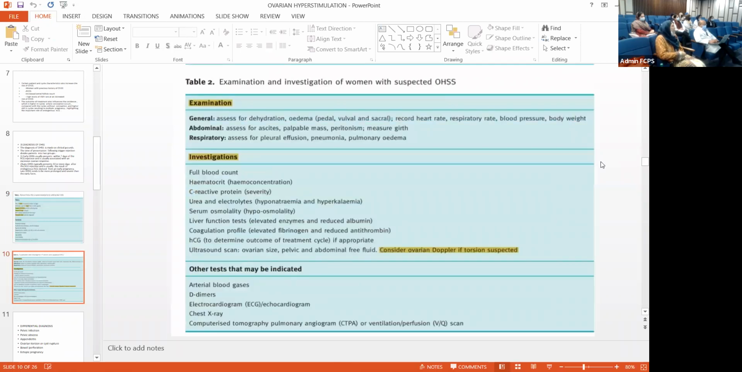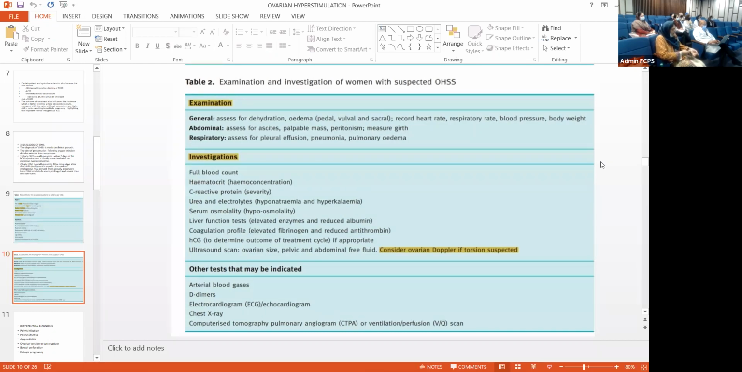The examination and investigation of a woman with suspected OHSS. In general examination, first of all, we will look for dehydration and edema, which includes pedal, vulval, and sacral edema. We will check her heart rate, respiratory rate, blood pressure, body weight. On abdominal examination, we will assess the ascites, palpable mass, signs of peritonism, the girth. On respiratory examination, we will assess for pleural effusion, pneumonia, pulmonary edema.